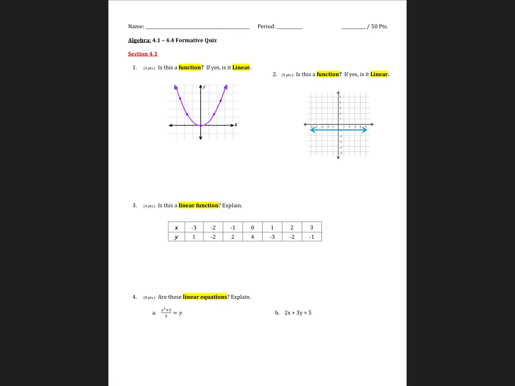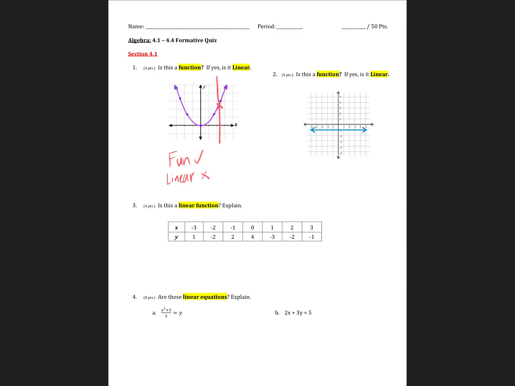In order to be a function, it has to pass the vertical line test. So you can draw your line down. See how it only hits one time? The x cannot repeat. It's only hitting one time. So this makes it a function. Is it linear? In order to be linear, it has to be a straight line with no curves. So it is not linear. Therefore, it is not a linear function.